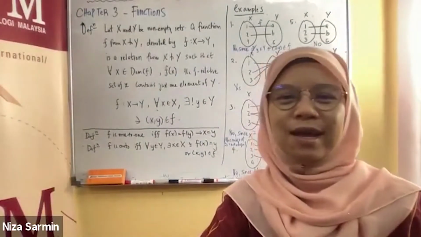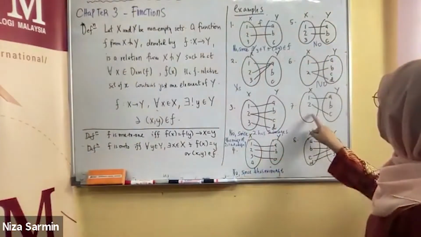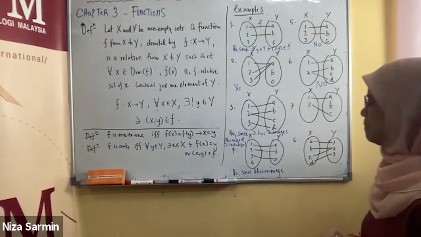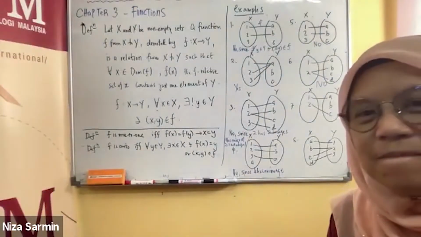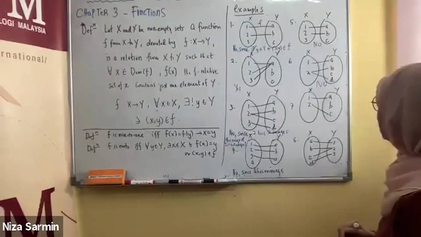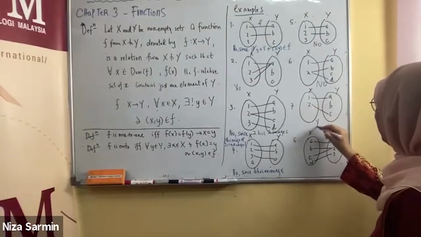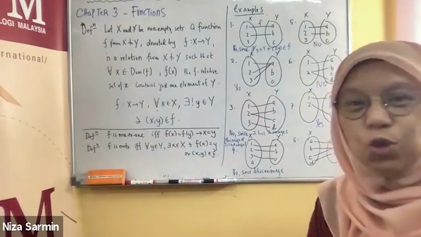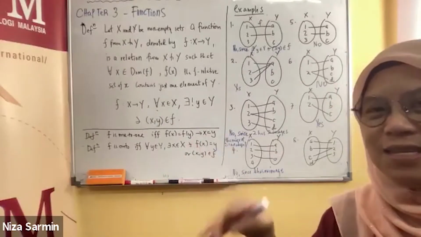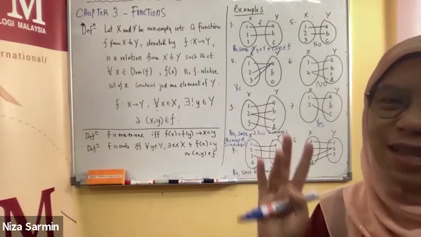Muhammad Afif. Yes or no? No. Why? It's because B has nothing. The answer is yes. You only look at the X part. Doesn't matter if there is something on the right which is not mapped. You only look at the left part.